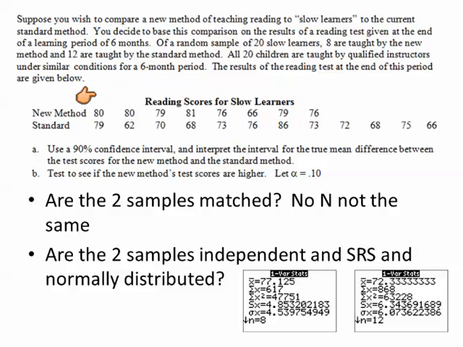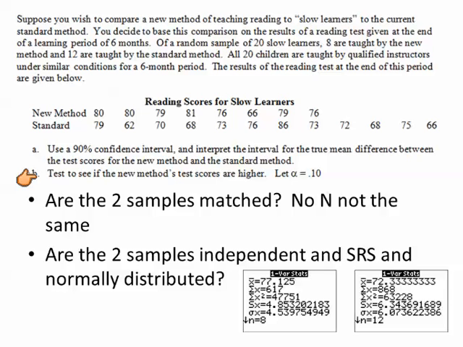The results of the reading test at the end of the period are given here. There are the new method results. There's the standard method. They want us to use a 90% confidence interval and interpret the interval for the true mean difference between the test scores for the new method and the standard method, and test to see if the new method's test score is higher using an alpha of 0.1. So, first things first. Are the two samples matched? No. You can see we don't even have the same number of sample sizes in them, right? We've got 8 in one and 12 in the other.